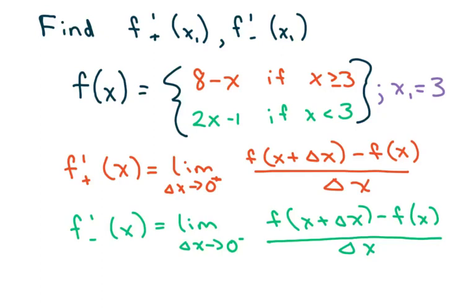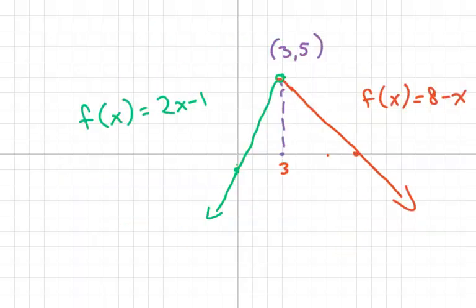Hi everyone, we're going to take the derivative of each of these pieces of a piecewise defined function at x sub 1 equals 3. So we're going to take the derivative from the right side of 0, which would be this piece here. They're both linear, that makes it easier. And also from the left, which would be the green one. And we're going to use the difference quotient, so I went ahead and took the liberty of graphing both of these.